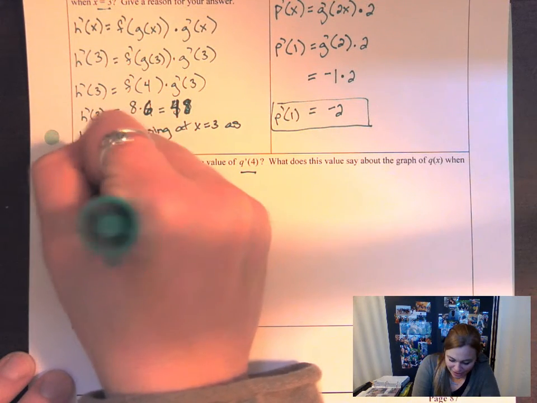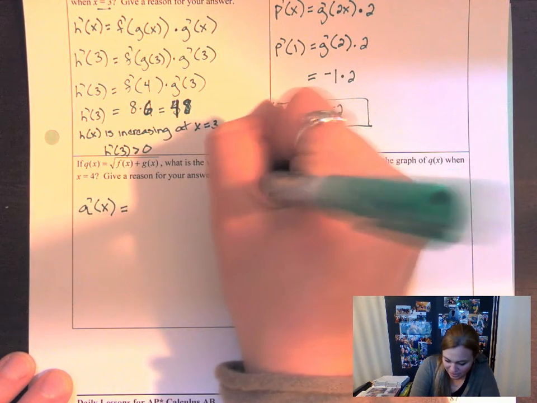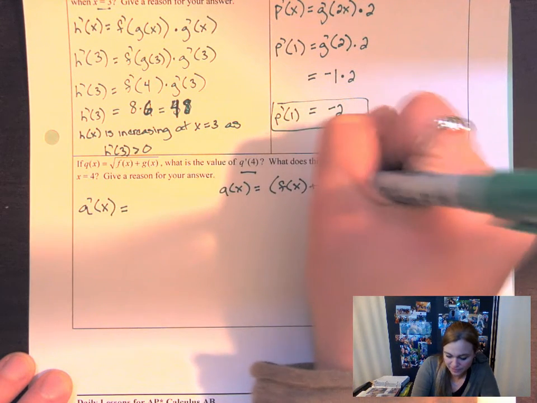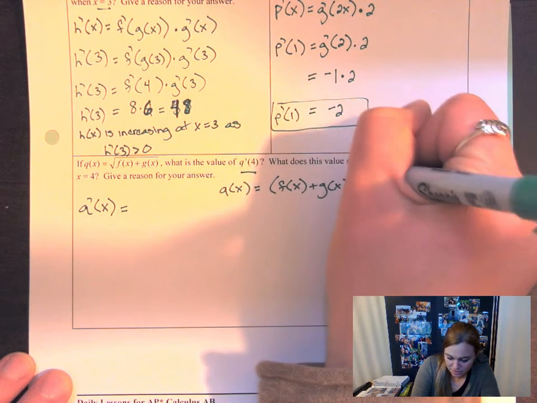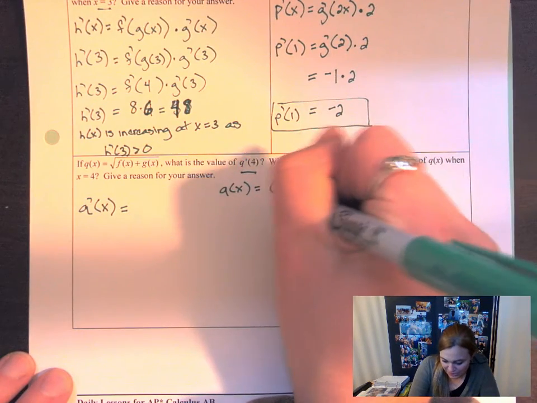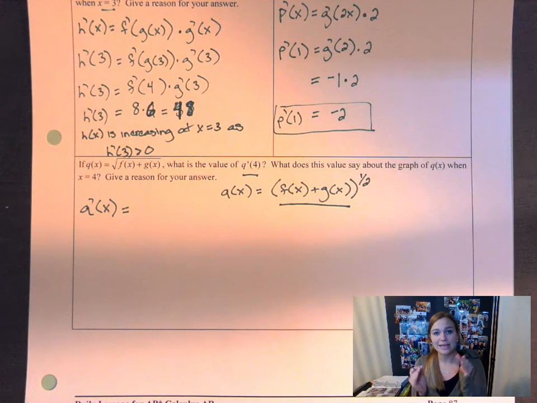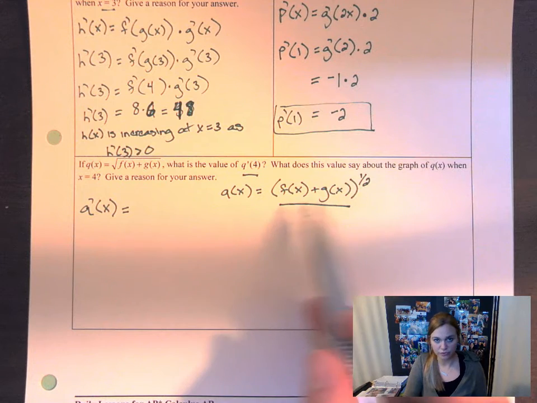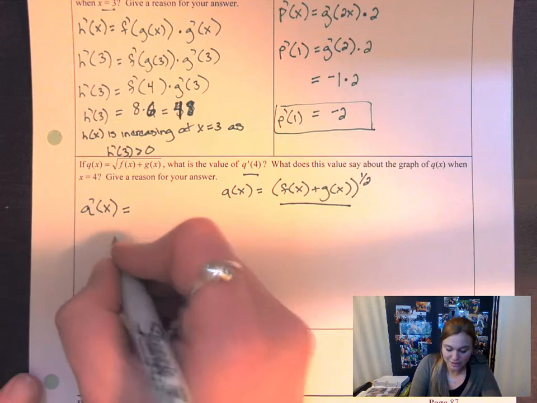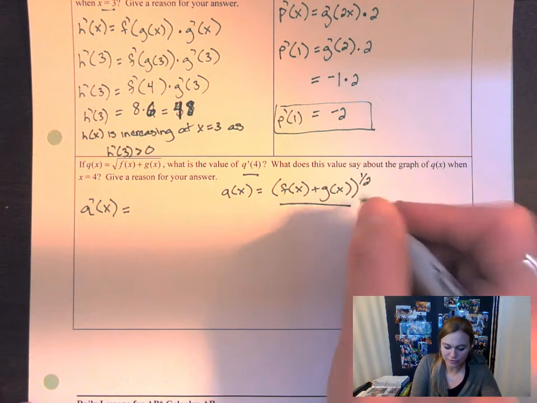Q prime of x. Actually, I'm going to write up here q of x. And I'm going to rewrite this, because anytime I see a square root, I want to rewrite it first so that it looks like something raised to the 1/2 power. And right now you should be able to see that something raised to the 1/2 power is my outside function, and then my inside function is actually two functions, it's adding them, but f of x plus g of x. So when I take the derivative of a composite function, I take the derivative of the outside.